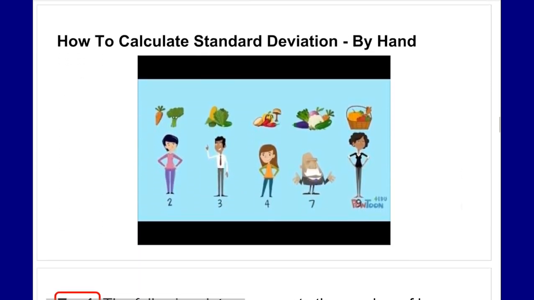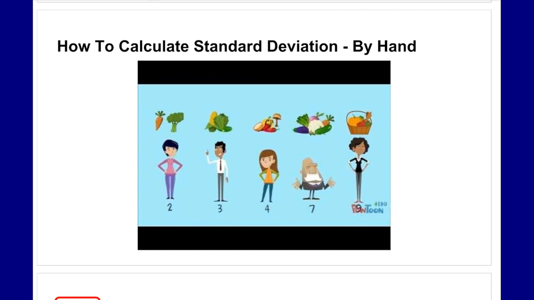So there is a video to calculate standard deviation by hand. We are going to walk through that together, but if you'd rather watch a cartoon video on it, you can always check the one in the online content.